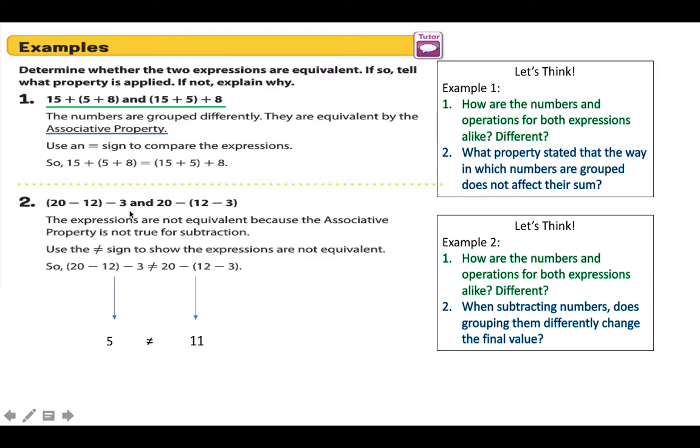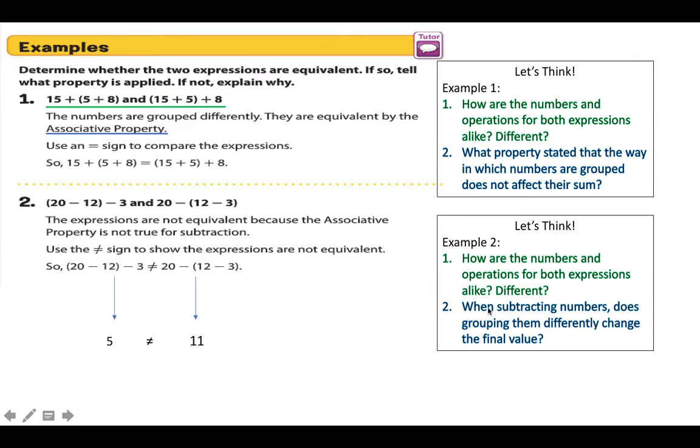Look at example number 2. In example number 2, let's answer those same types of questions. How are the numbers and operations for both expressions alike? Well, I can see here that they have the same three numbers, 20, 12, and 3, and they have subtraction, but they're different in that the grouping is different. In parentheses for the first expression is 20 minus 12, and the second, 12 minus 3.